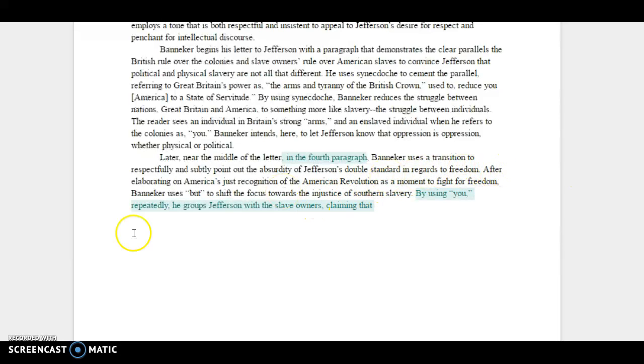After elaborating on America's just recognition, meaning right and full of justice, of the American Revolution as a moment to fight for freedom, Banneker uses but, again, we talked about the structural word but, to shift the focus towards the injustice of Southern slavery. So it was just a fight for freedom, but we should focus on slavery now.